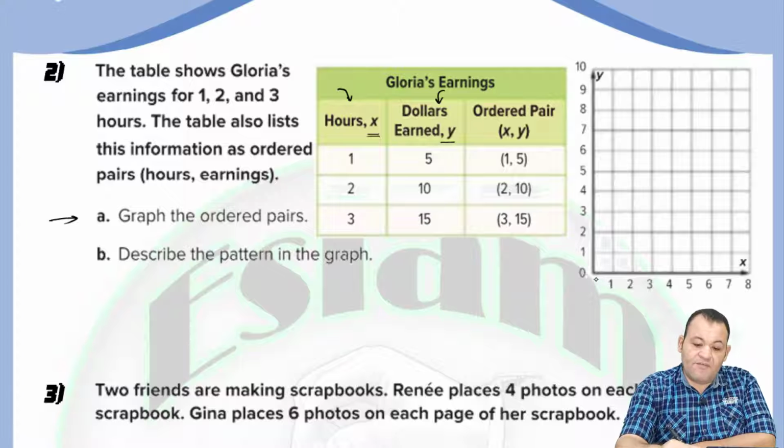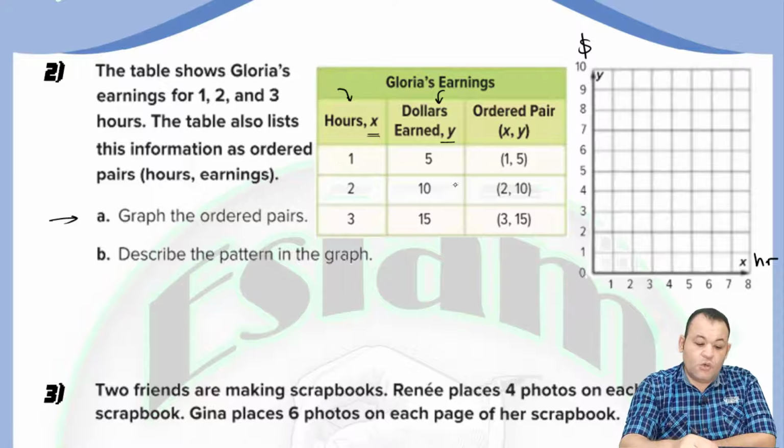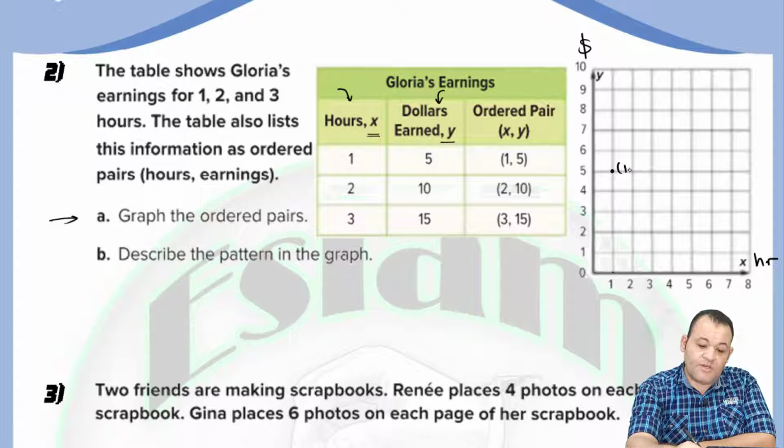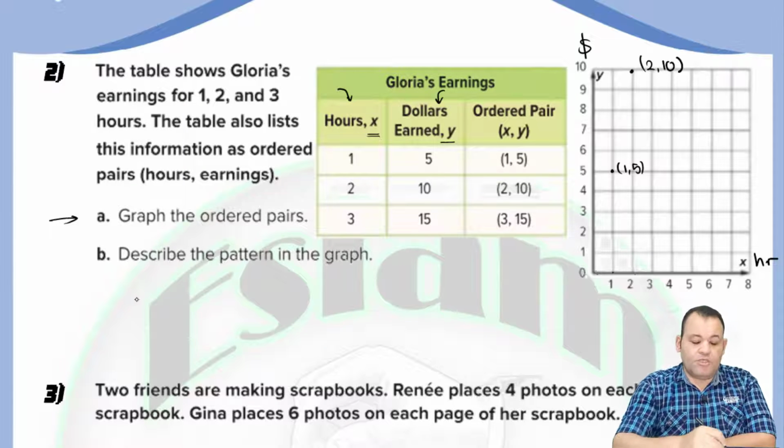As we said, now we have the x-axis and the y-axis. X will be the number of hours, and y will be the dollars, how much you will earn. So for the first ordered pair, 1 and 5, by working 1 hour, we will earn $5, so that will be the first point. The second ordered pair is 2 and 10. By working 2 hours, we will earn $10. And that's how we can represent the ordered pairs.